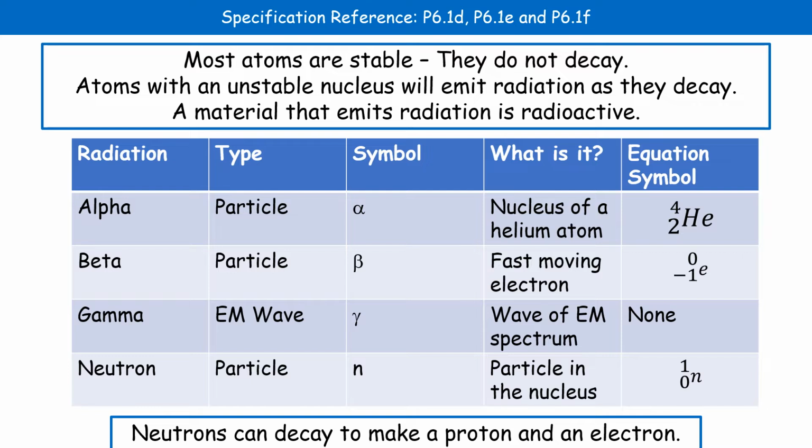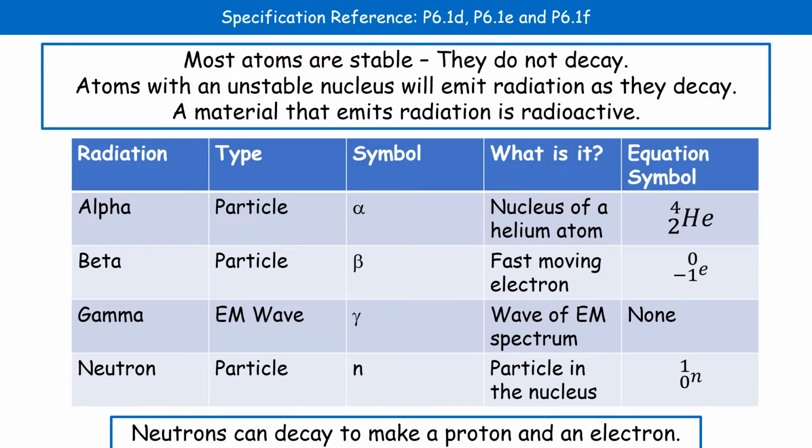One thing that we should remember is that usually most atoms are stable, and by that we mean that they do not decay. Some atoms, however, are what we refer to as unstable. So that just means that they are going to undergo this process of decay, and as they do so, they emit radiation. Now, any material that emits radiation is termed radioactive. We have 4 types of radiation we need to know about: alpha, beta, gamma, and neutron.